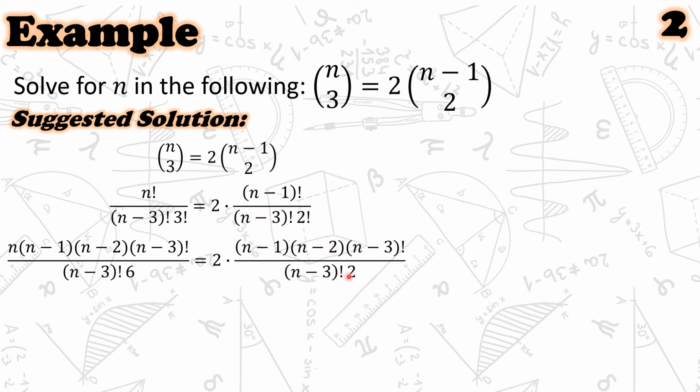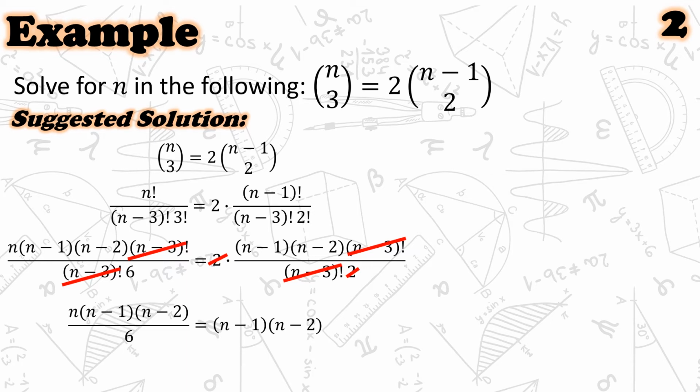2 factorial is equal to 2 times 1, so we have 2. Then let's do some cancellation, since we have factors that are the same in the numerator and in the denominator. First, let us have n minus 3 factorial on the left hand side, also n minus 3 factorial on the right hand side. Then on the right hand side, we have 2 divided by 2, that is equal to 1.